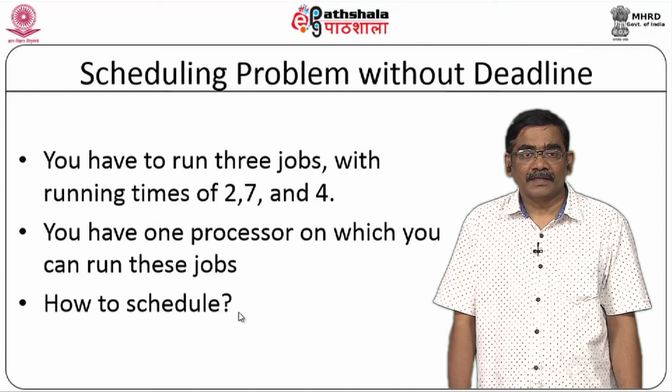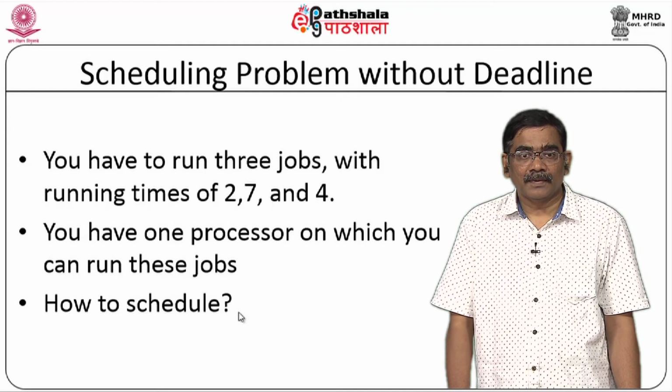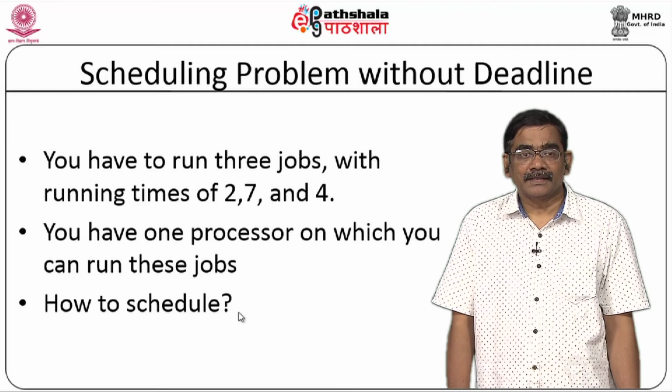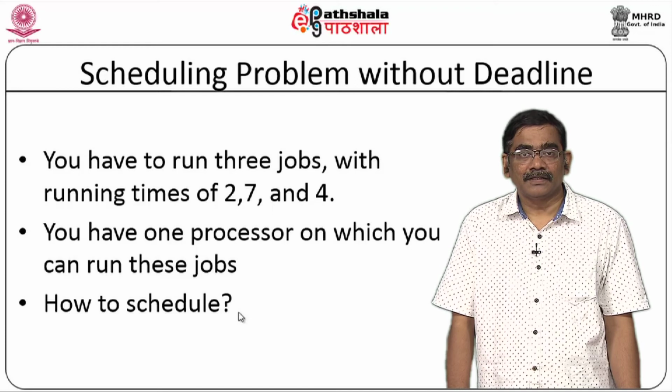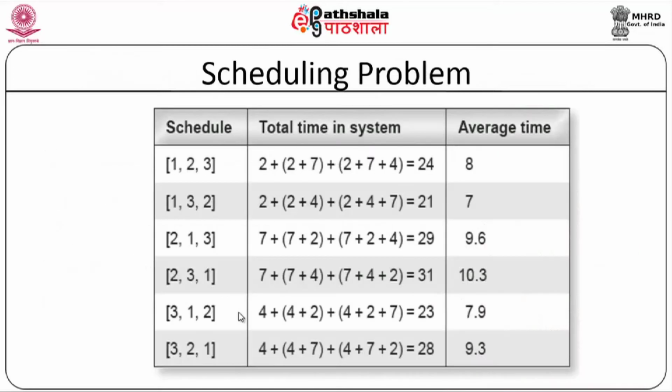Let us assume that we have 3 programs or jobs which have service times or running times of 2, 7 and 4. You have only one processor. So, the question is how you will allocate these 3 jobs. You can see that there are 3 jobs, so you have 6 possible ways of scheduling, like 1, 2, 3, 1, 3, 2, etc.